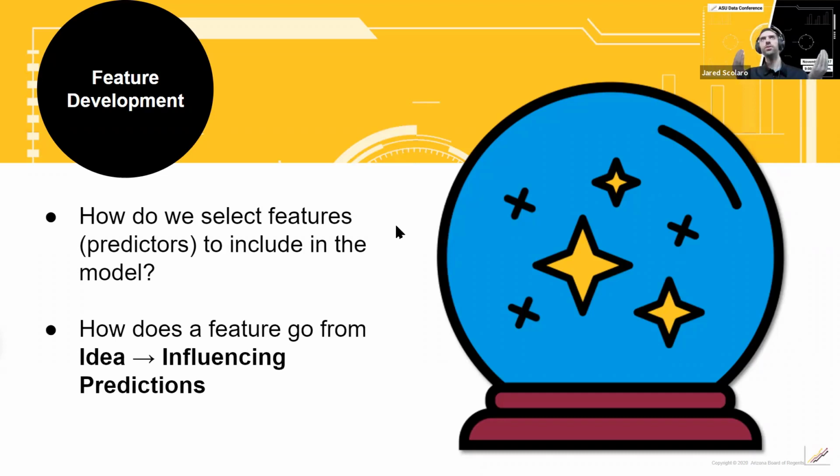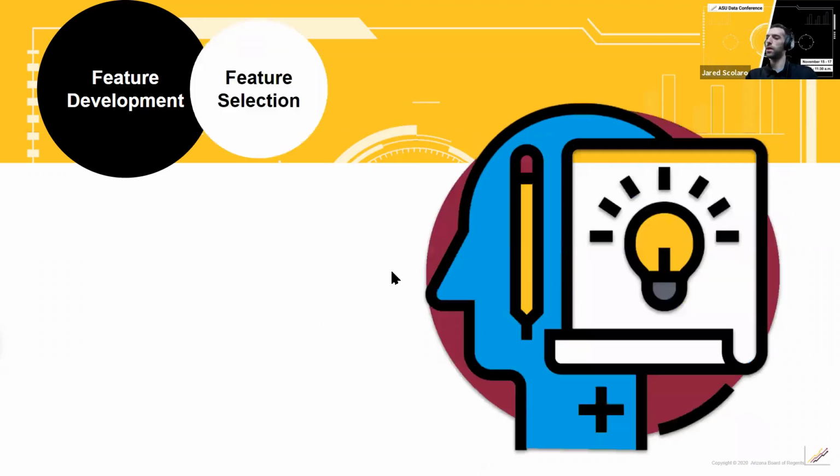Hey, I think we should throw, let's use GPA. How does it go from an idea someone has to actually being in the models and influencing predictions? So there is a little process it goes through. First, we have to select features we want to consider. There's a number of places that comes from.